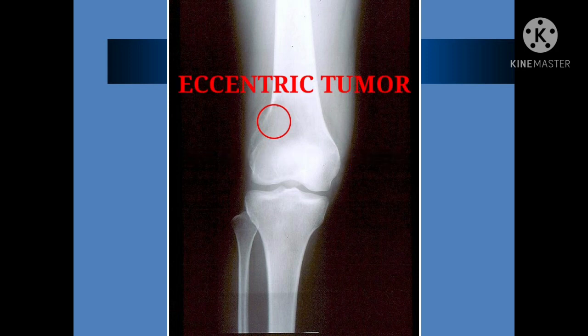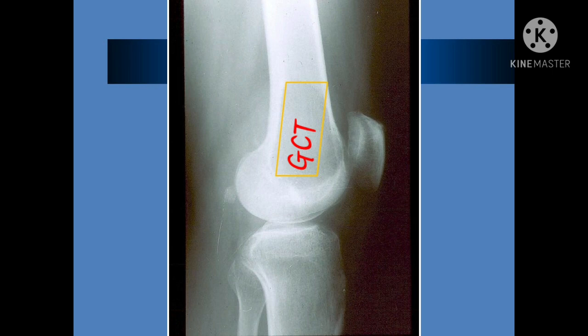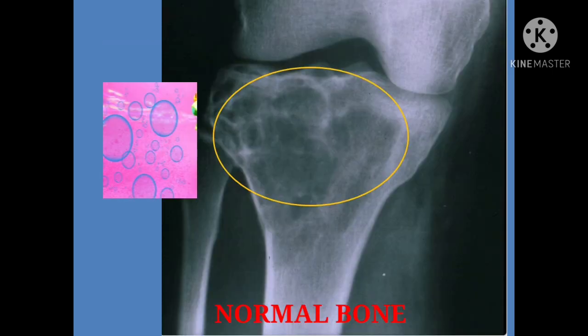There is another image, the lower end of femur. There is an expansile, radiolucent, eccentric lesion here. This is the better view, I guess. See, here this is the normal bone which is radio-opaque. The lesion starts here involving the epiphysis and it is coming like this, expanding down into the metaphysis.